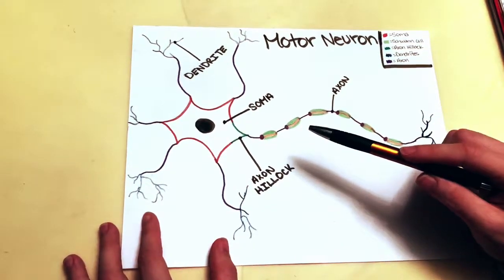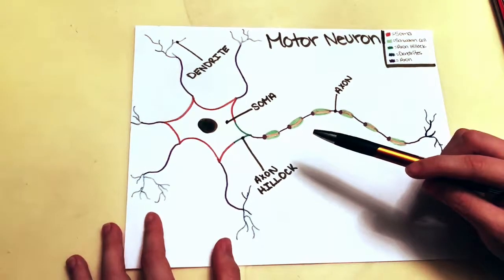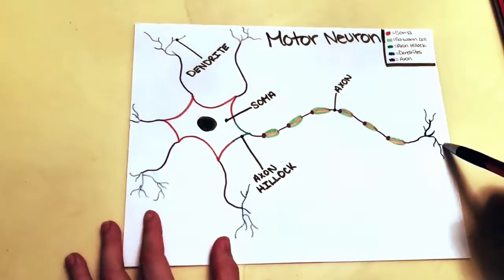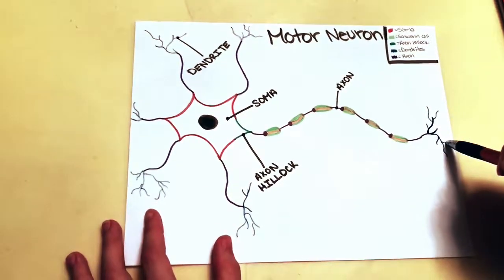When action potential occurs, it is irreversible. The signal must travel down the full length of the axon and maintain its full strength, making it non-decremental.